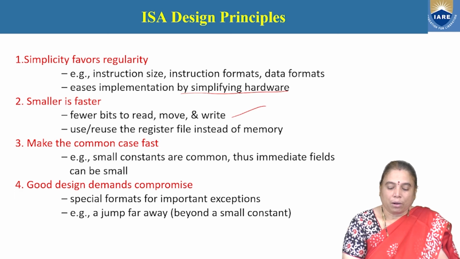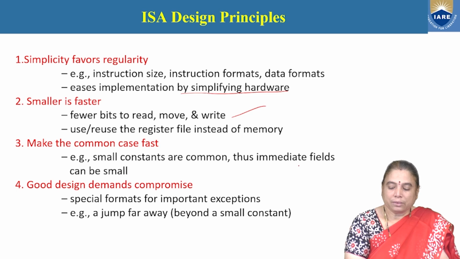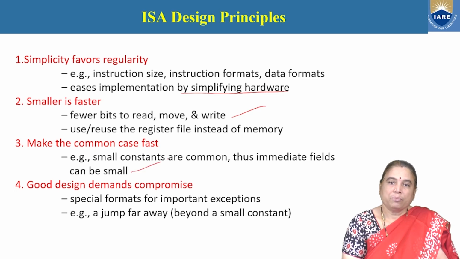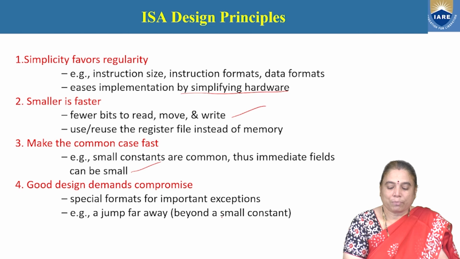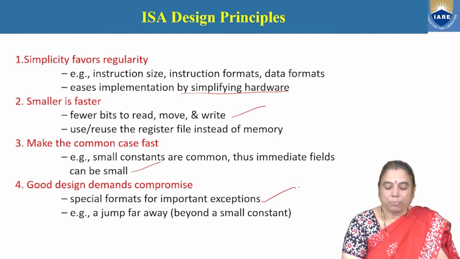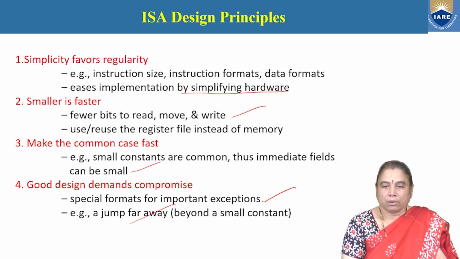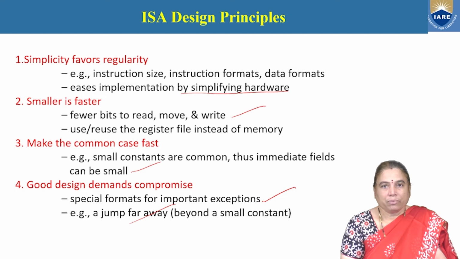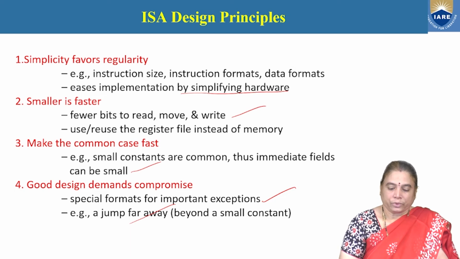Next, make the common case fast. So small constants are common, thus immediate fields can be small. Immediately the operands are available so that the execution can be faster. Good design demands compromise. Special formats for important exceptions and jump cases can be considered so that the small constants can be used in order to rectify the infinite loops.